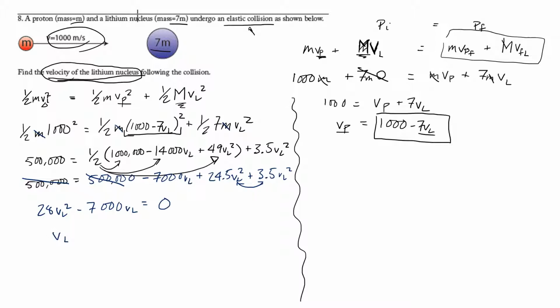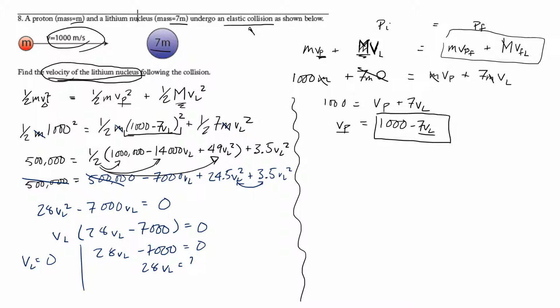So that means VL times 28 VL minus 7,000 is equal to 0. That means maybe VL is equal to 0, or 28 VL minus 7,000 is equal to 0. That means 28 VL is equal to 7,000. Just have to divide. That means VL is equal to 250 meters per second.